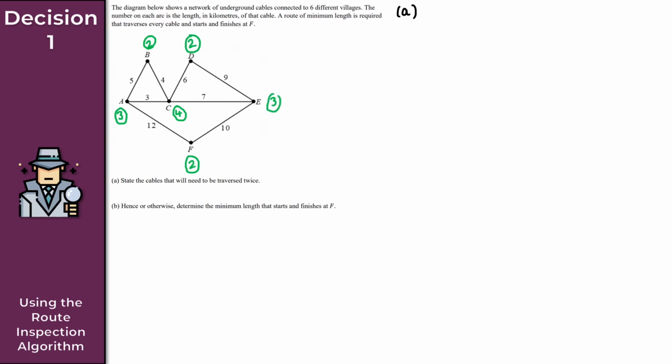If I go back to my original pen color, what I can see is this network is actually a semi-Eulerian network. We have two odd vertices. So I'm going to make a note here: this network is a semi-Eulerian network.